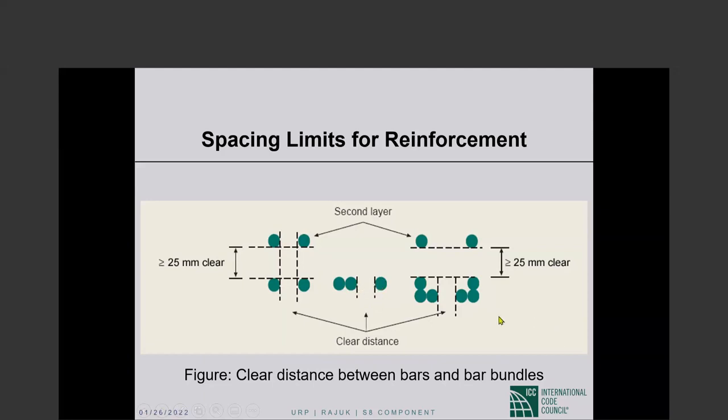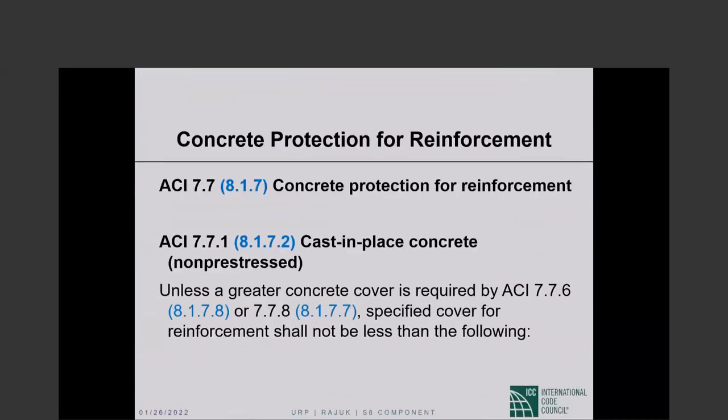We talked about the requirement. Here, a bar bundle, above that a single bar, a bar bundle, above that a single bar. This spacing we talked about, and that spacing we also talked about, larger than or equal to 25 millimeters clear.